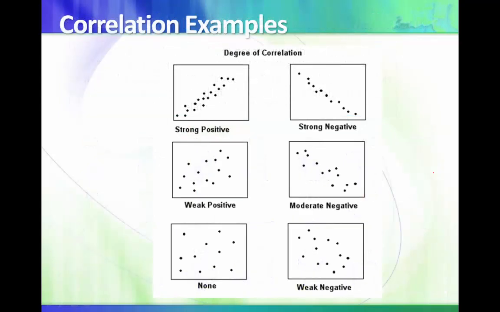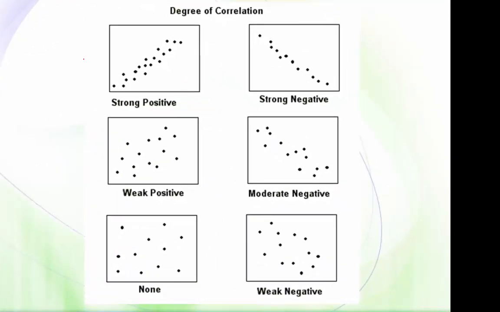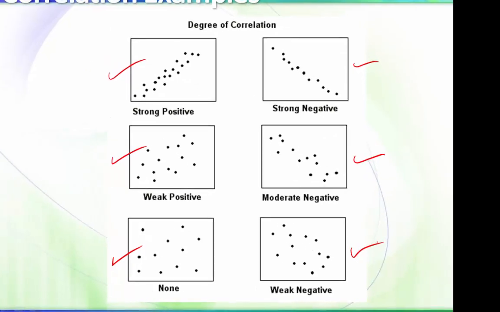Here are some more examples. If we go down the column, we have a strong positive relationship. The middle graph is a weak positive relationship. The bottom one in the left row represents no relationship. Then we have a strong negative relationship on the top right, a moderate negative relationship in the middle, and a weak negative relationship on the bottom. In this slide, the actual R values are not given.